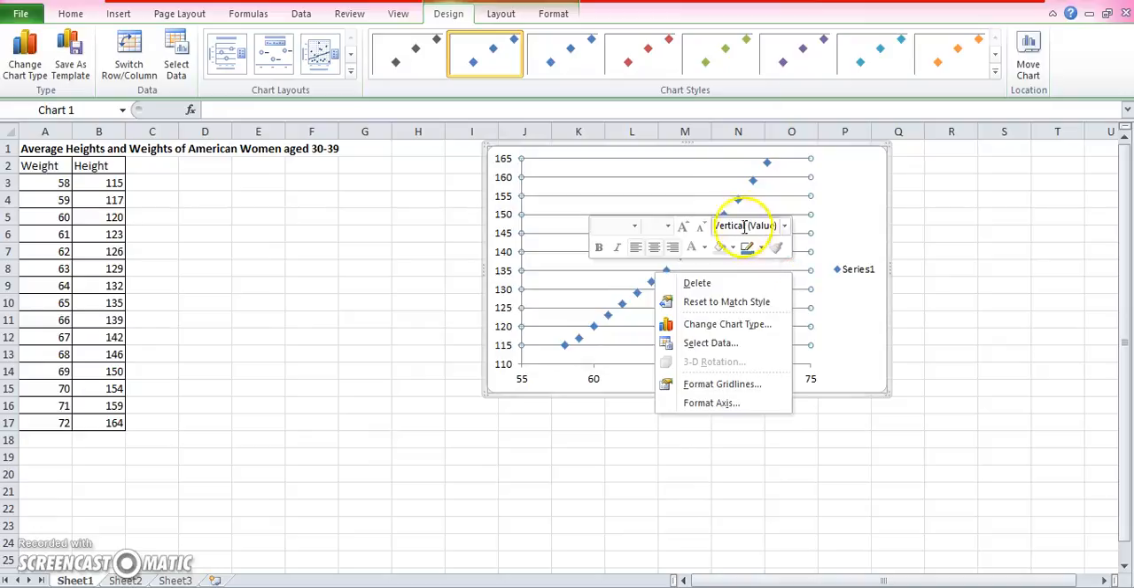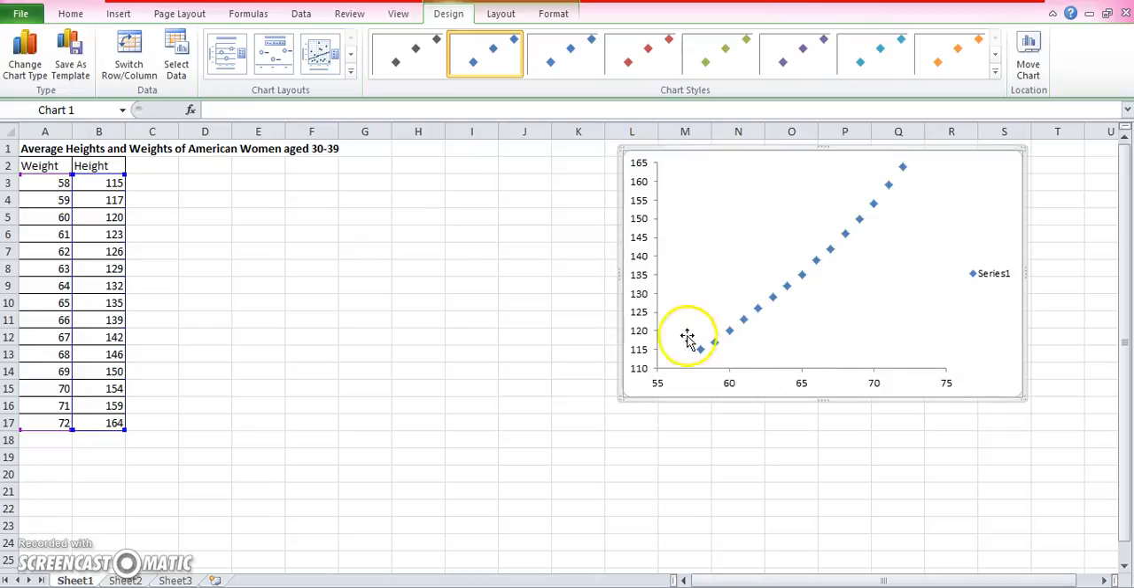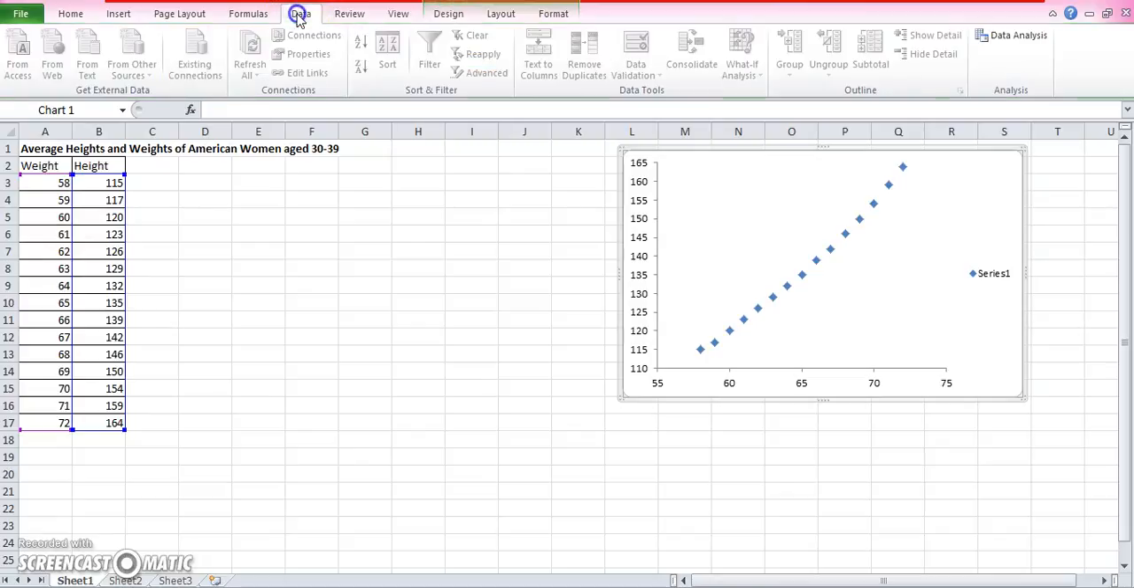Okay, now this is the graph. So you can see this is a positive linear relationship. This is quite linear. And now what we have to find is the regression line. So from this data, I will find the analysis.